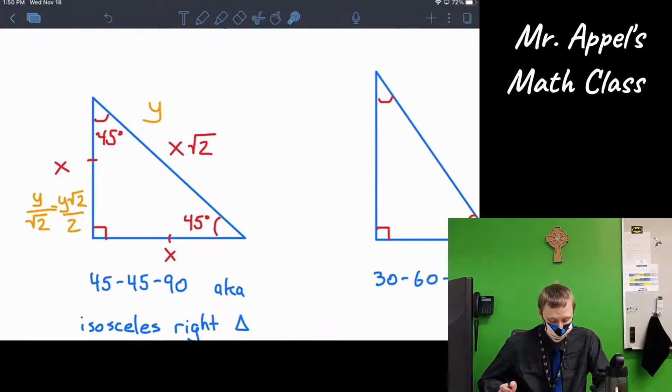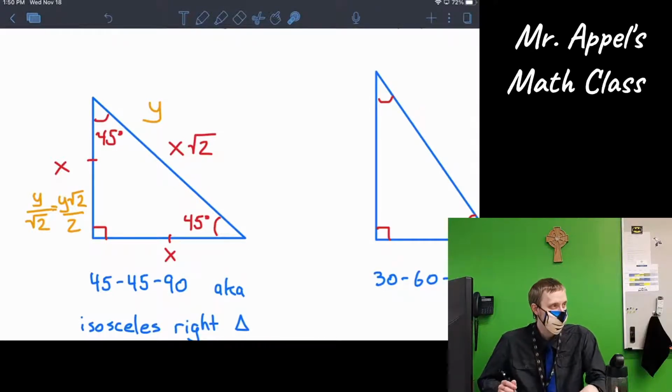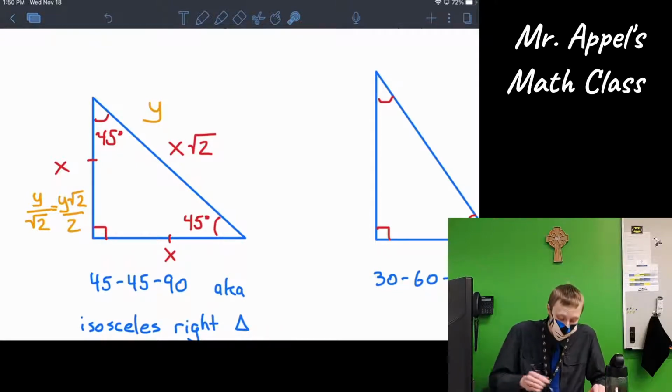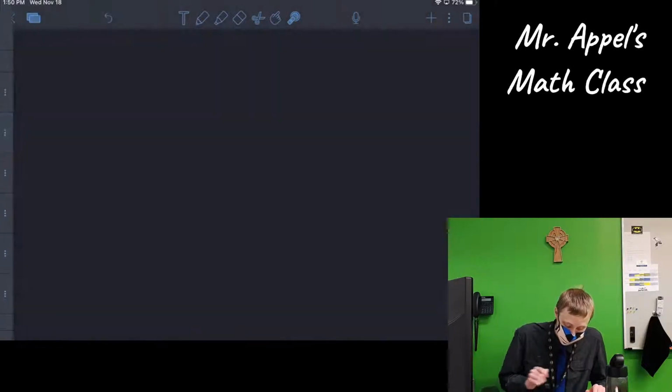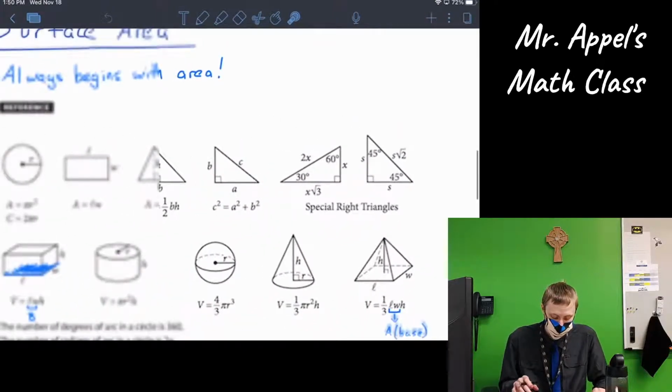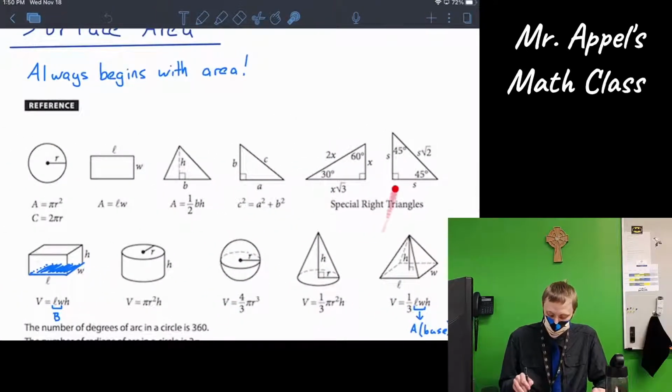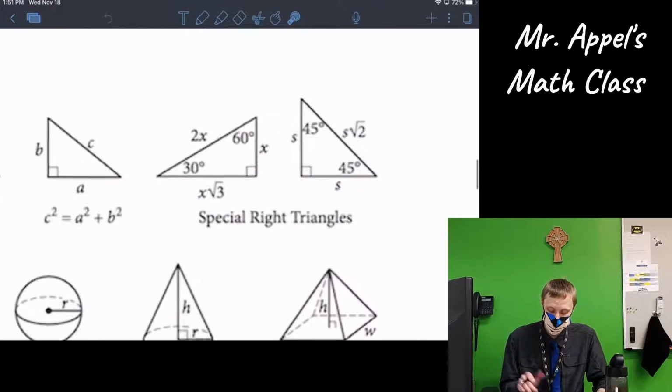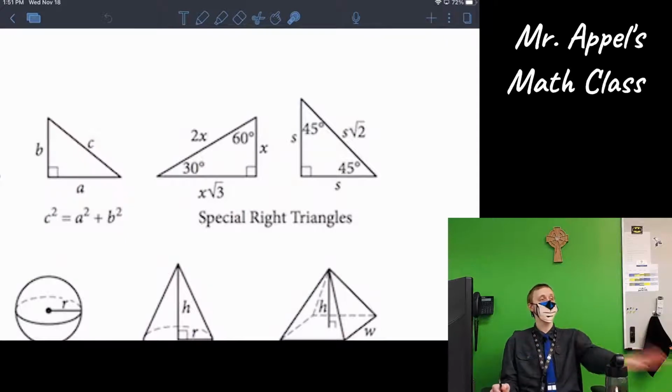But that's all well and good. What if you say, Mr. Apple, that still seems kind of complicated. Do I really have to just memorize where these things go? The answer is no, you do not. You don't need to memorize this at all. It is given to you. In fact, here once again is the reference sheet from the SAT itself. And right there on the corner, they give you the special right triangles. Right? You are not expected to have to memorize this.